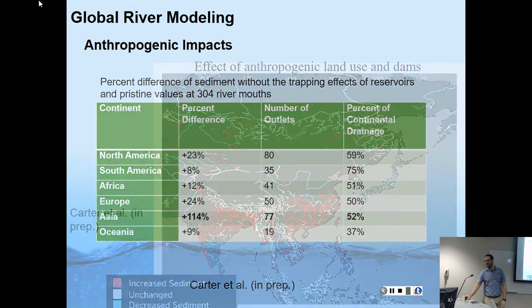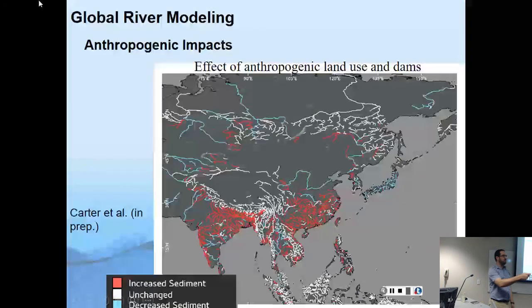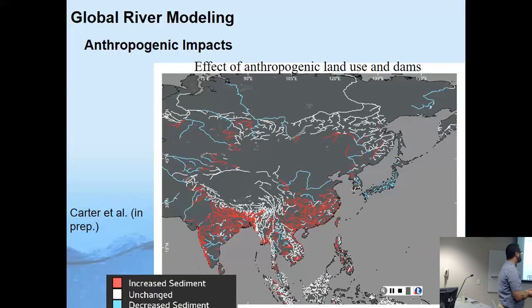Now, what he did next was to add dams into that, because we said we have these two contrasting factors. This is again just Asia, and this is when you introduce both dams and land use. As you can see, they still see a lot of increased sedimentation. The color scheme here is a little different, and he used categorical changes instead of a continuous scale. But again, we see the Indian subcontinent still has a lot of increase.